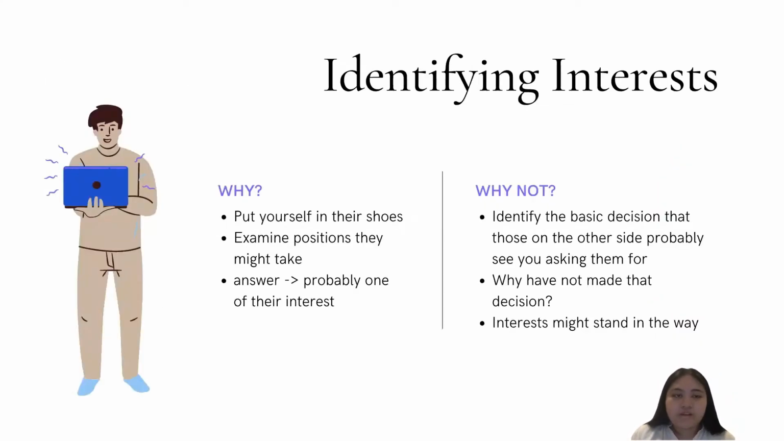Now that you know the benefits of going behind positions to look for interests, how do you find those interests? How can you identify interests when they are unexpressed and intangible? So first you should ask why. You should put yourself in their shoes and examine what positions they might take. The answer that you come up with is probably their interest. And then you should ask why not. Think about their choice and then identify the basic decisions that those on the other side probably see you asking them to make, and ask why they have not made their decision. What are their interests that might stand in their way?